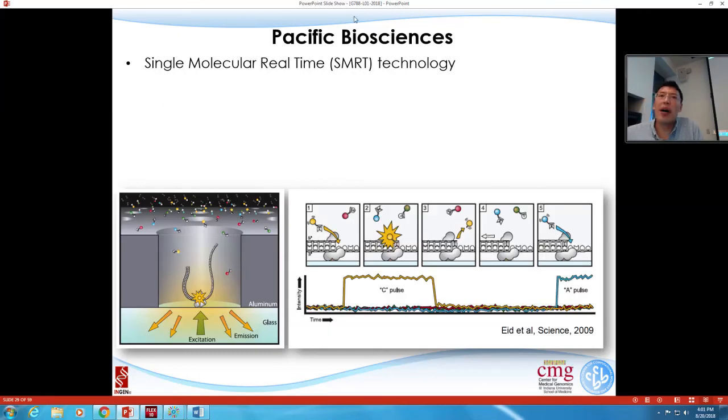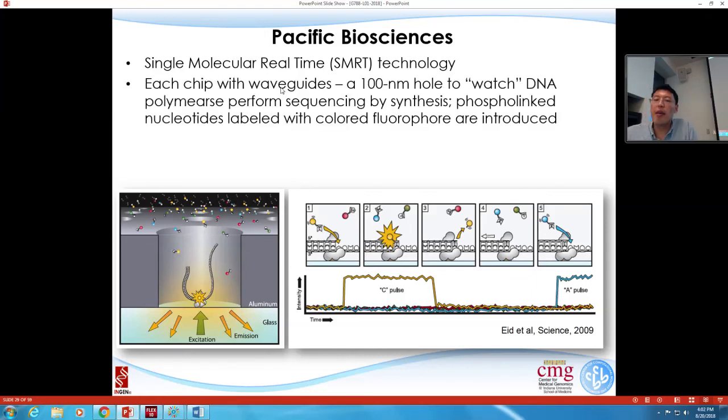And this is another one, which is the Pacific Biosciences technology. This technology is still very actively being used. They also call it single molecule real-time technology. The way to think about it is that this is also a chip with many little holes on it, and each hole is about 100 nanometers in diameter. In each hole, you can imagine there is a polymerase sitting there, and that polymerase can light up. If it catches the nucleotide, you can do the synthesis. That's how they engineered this polymerase.